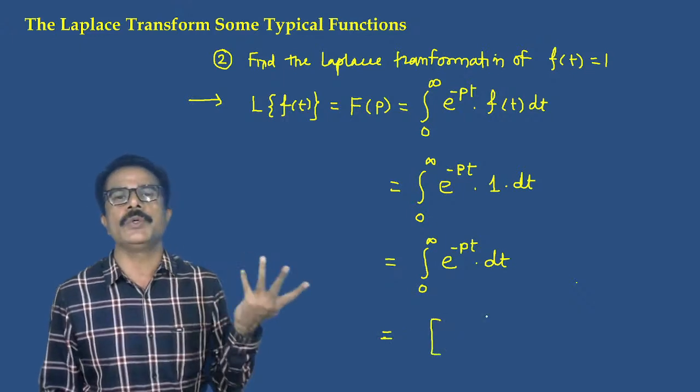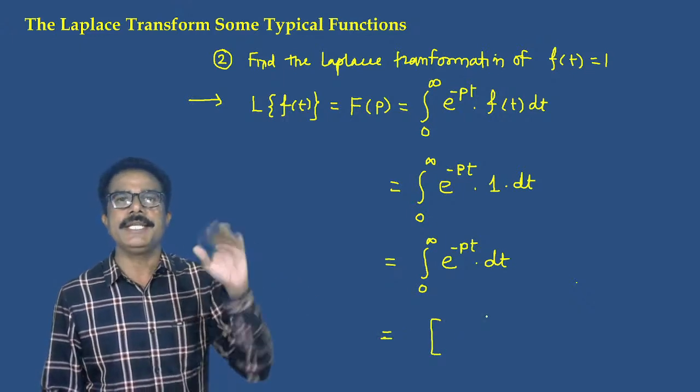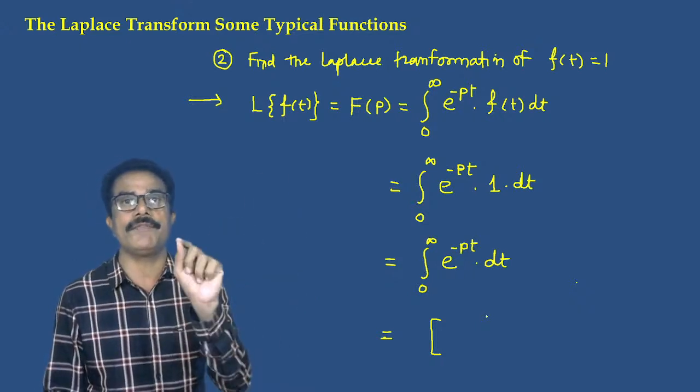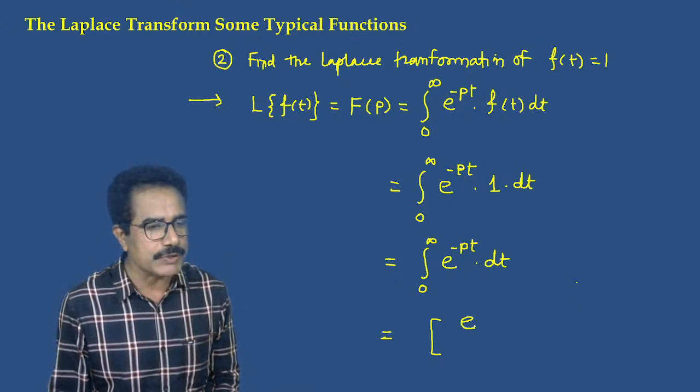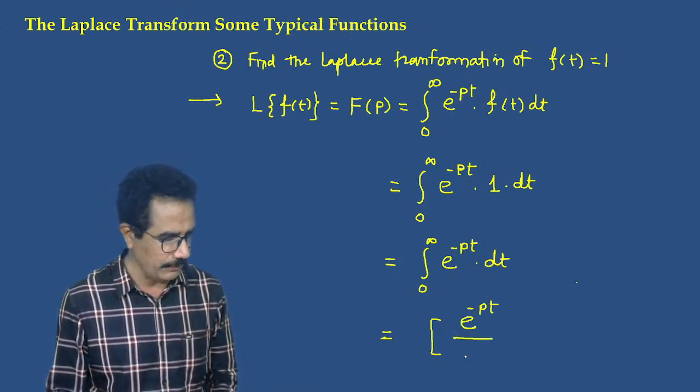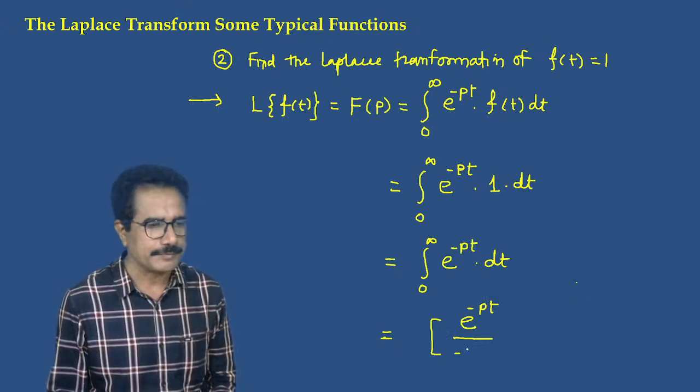Integration of e raised to f of x is e raised to f of x, again divided by the derivative f dash of x. So the integration of e raised to minus pt is e raised to minus pt divided by minus p.